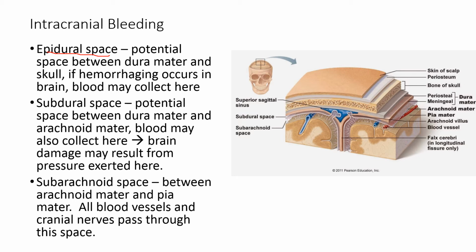Deep to the arachnoid mater, you have the arachnoid space right here. It's between the arachnoid mater and the pia mater, and all of your blood vessels and cranial nerves have to pass through this space. Bleeding here can definitely cause brain damage and nerve damage.